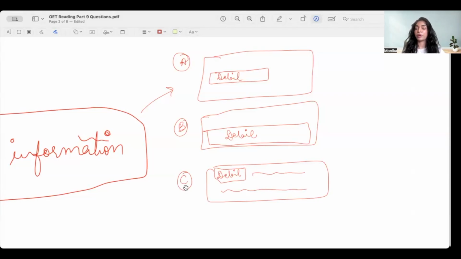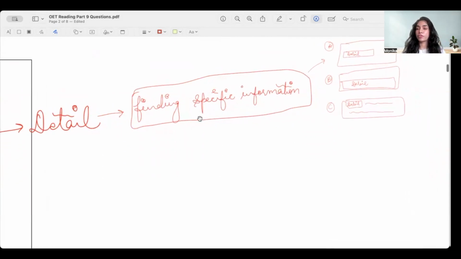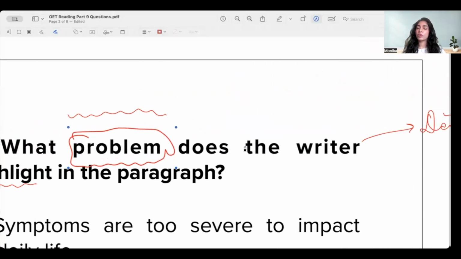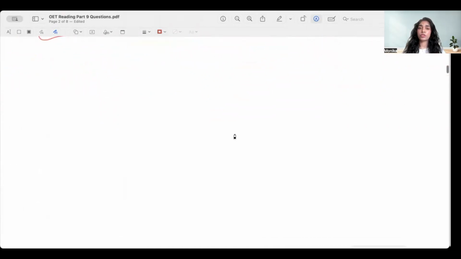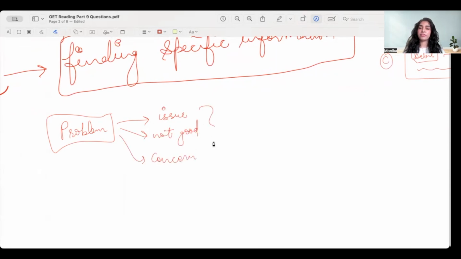What you do need to remember is that when you're looking for specific information, you need to figure out what kind of information you're looking for. For example, in this scenario, we're looking for a problem, right? So if you're looking for a problem, I want you to focus on this thing, problem. Notice how something is problematic. I don't need to know exactly what vocabulary they are using. If they use the word issue, if they say not good, if they use the word concern, basically, if they are using any word which actually means something negative, then they are answering my question of what the problem actually is.